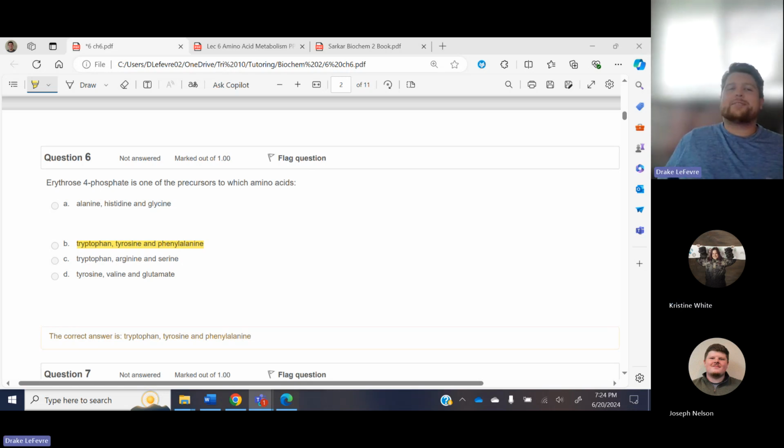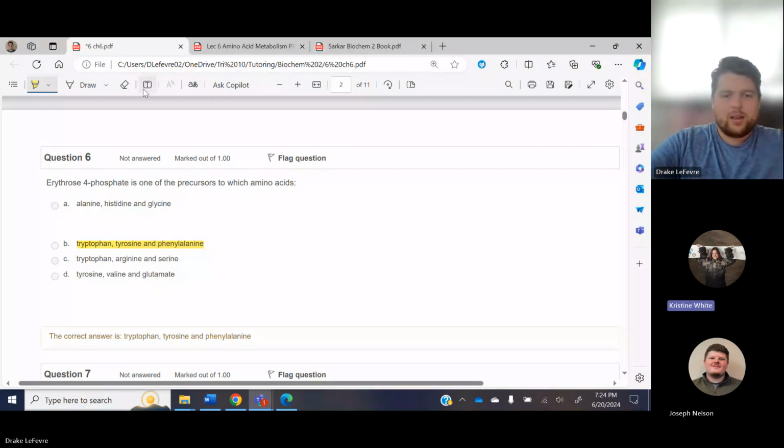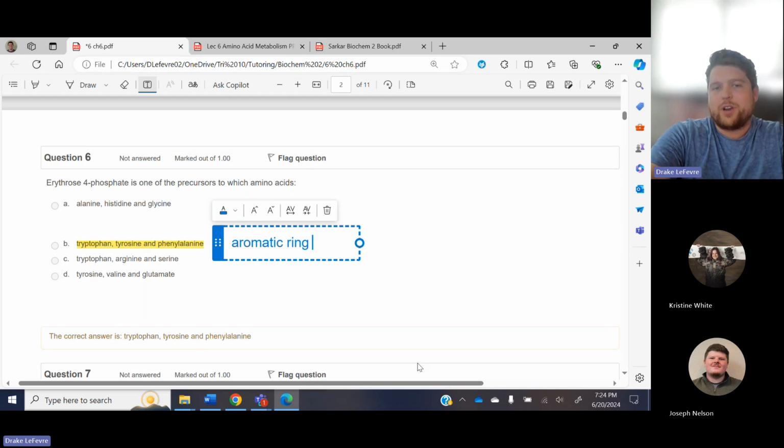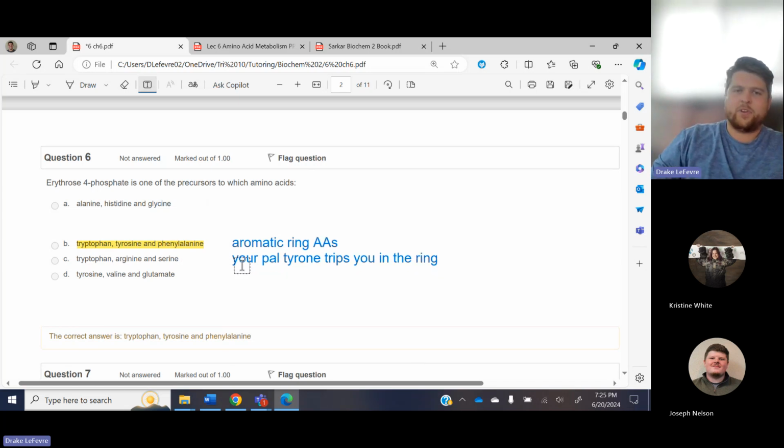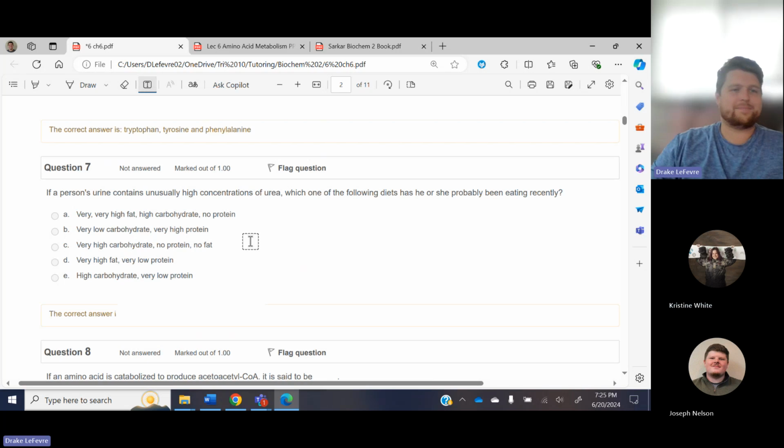So if you remember a lot of those things, like your pal Tyrone and so on. To be an MCC, you have to have solubility, acidity, all that kind of stuff. If you remember those, this gets a little bit easier, because then you can just write erythrose 4-phosphate, arrow, aromatic ring structures, or aromatic ring amino acids, right? And then we know your pal Tyrone is in the ring. If you can remember that, it's easier.